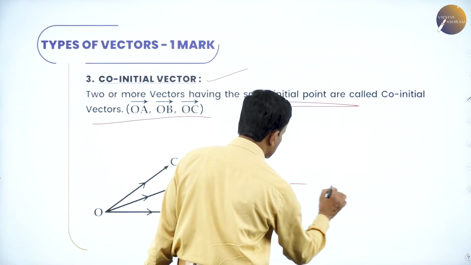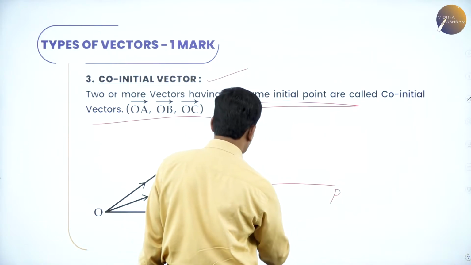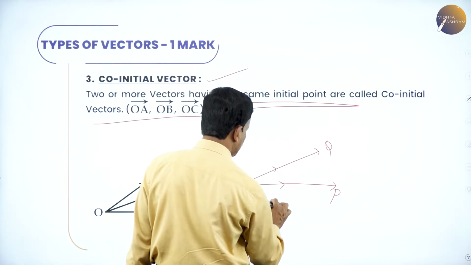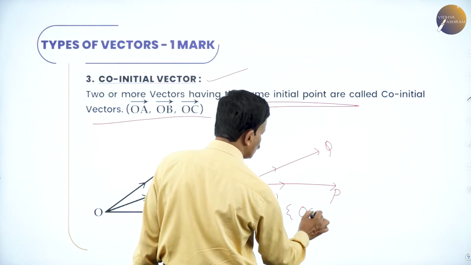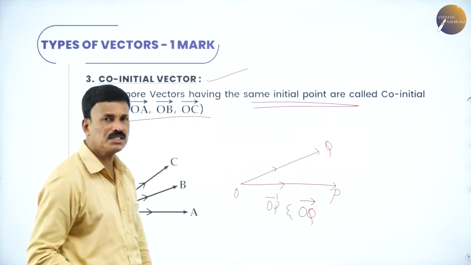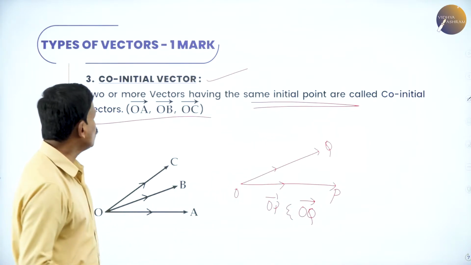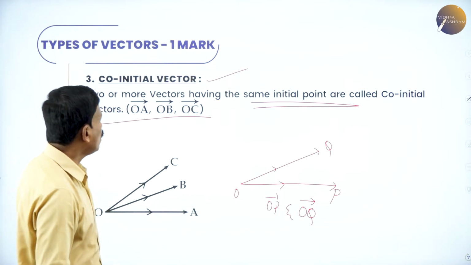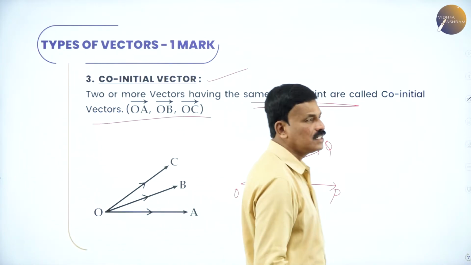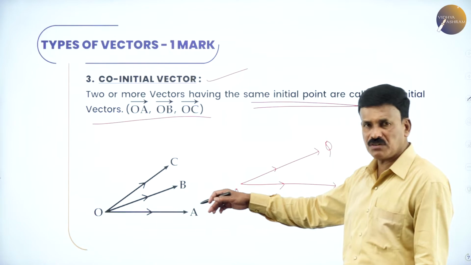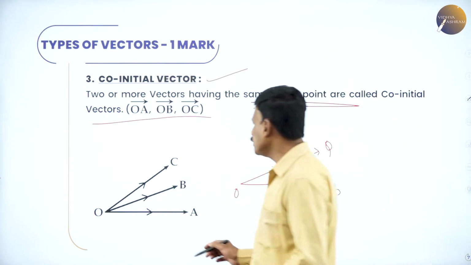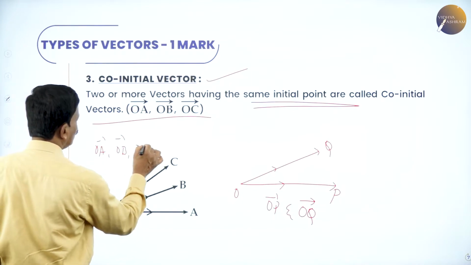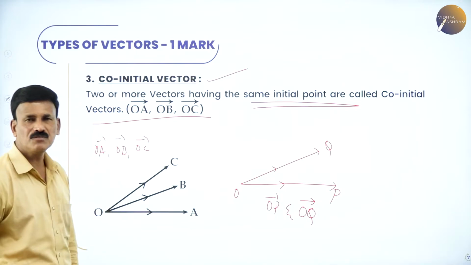Suppose there are two vectors, say OP and OQ. These are also co-initial vectors. For these two vectors, the initial point is the same, but the terminal point is different. So two or more vectors having the same initial point are called co-initial vectors. Here OA, OB, OC are co-initial vectors, and OP and OQ are co-initial vectors.